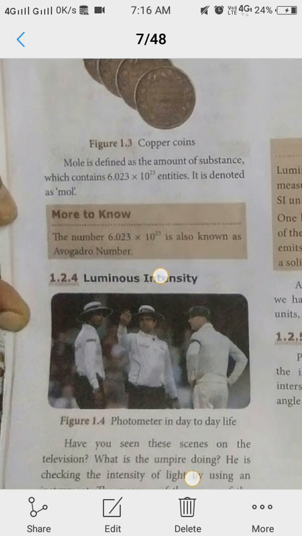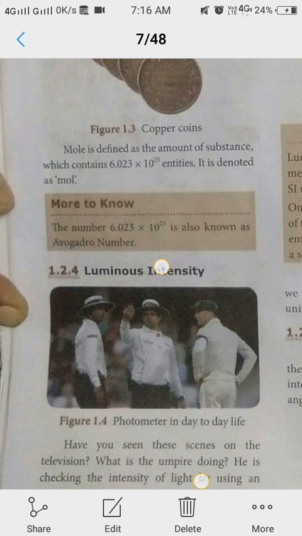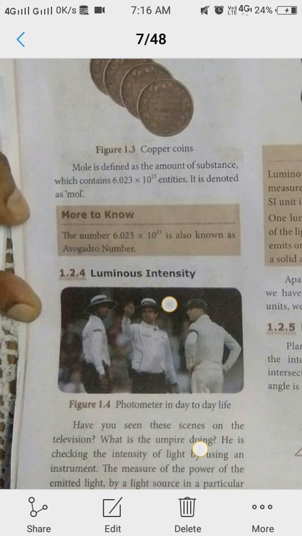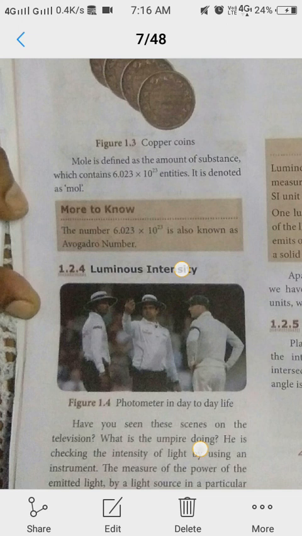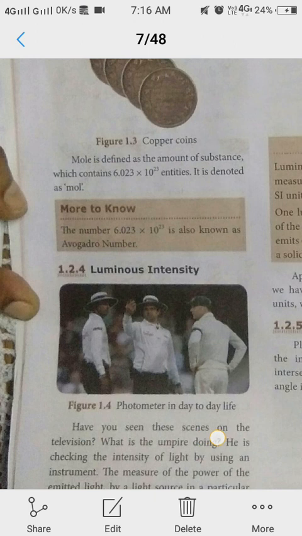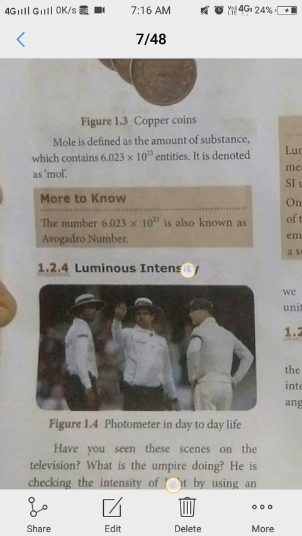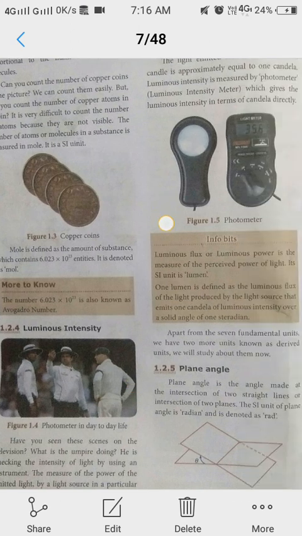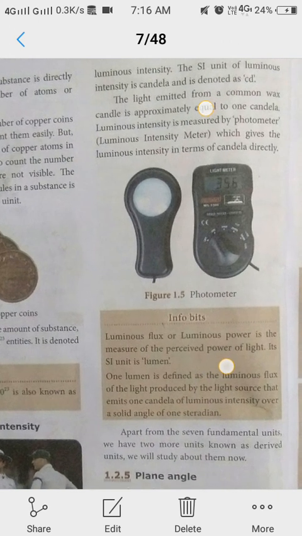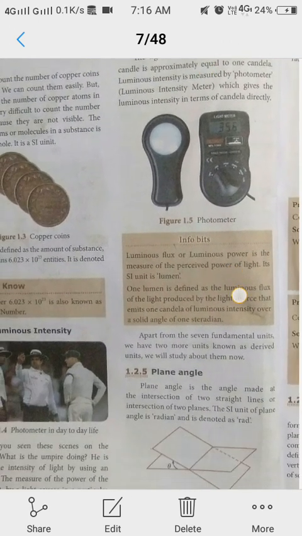Have you ever seen this picture? It is the cricket game. Here, what is the umpire doing? He is measuring the intensity of the light. Is it bright or dim? He is measuring the intensity of the light in the cricket side. How is he measuring that? By using one instrument, called a photometer. By using this photometer we can measure the intensity of the light.